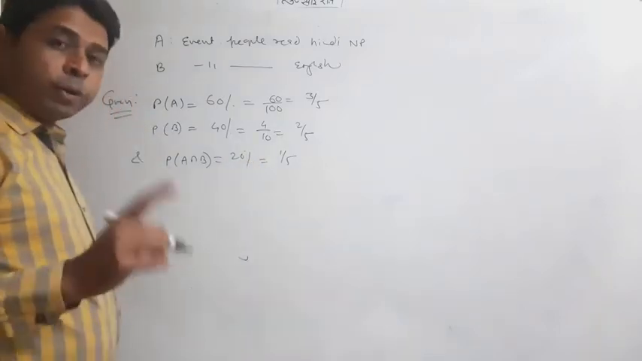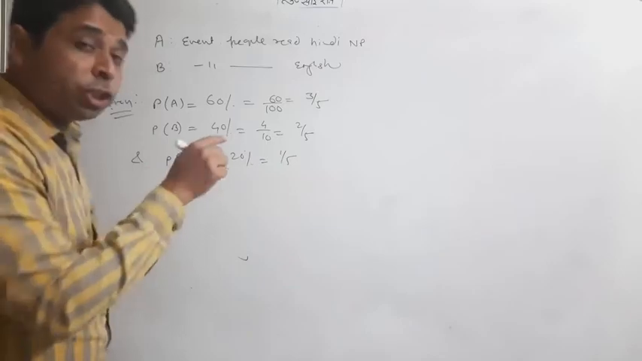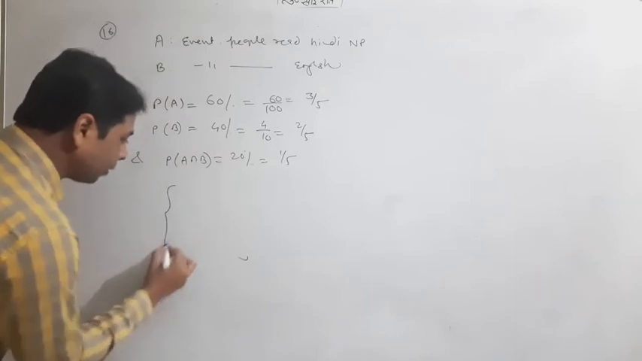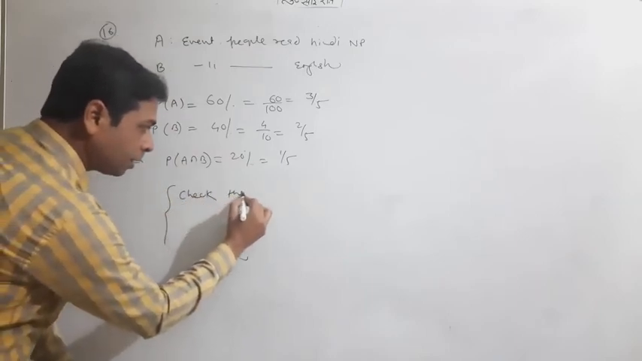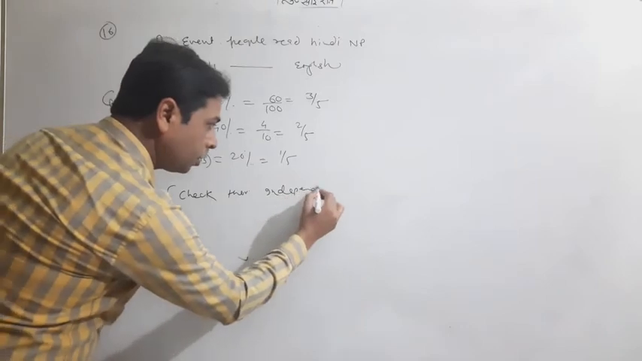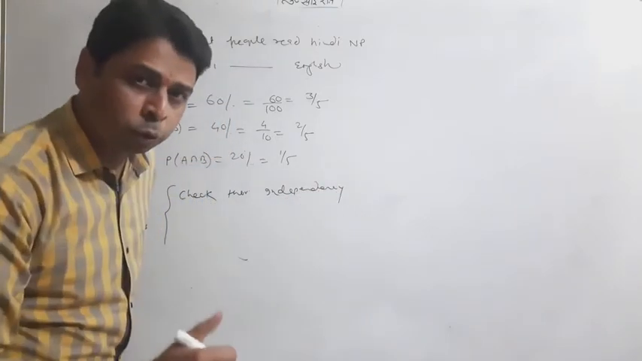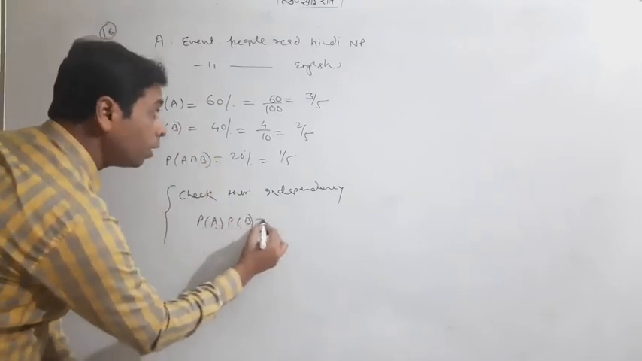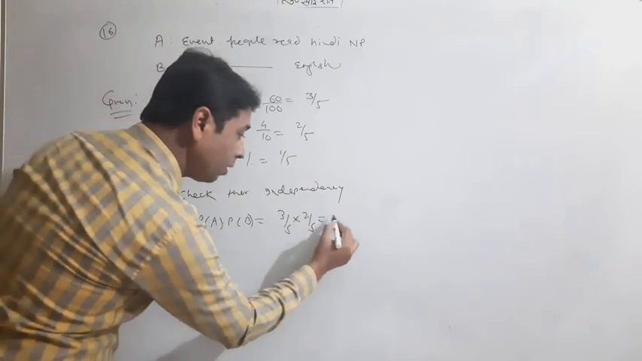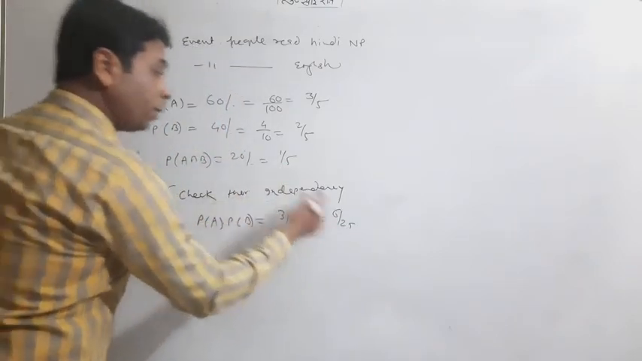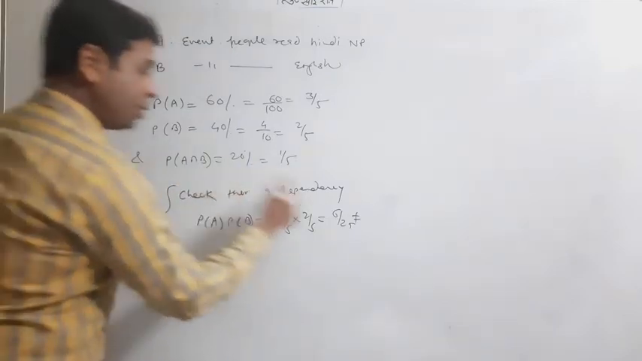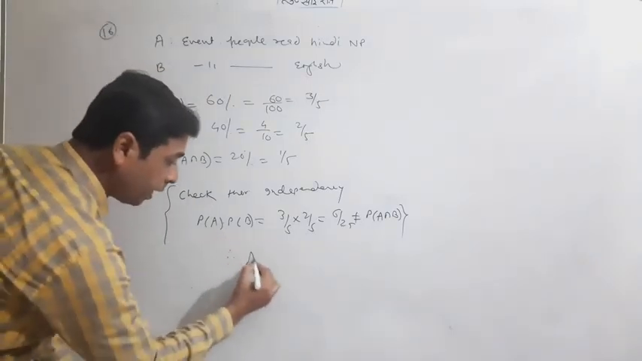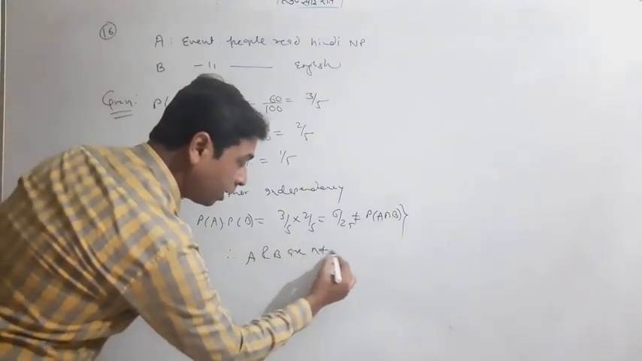I want to tell you one very important thing. You only judge from here whether A and B are independent or not. I will check their independency before solving the question. Look at P of A into P of B: 3 by 5 into 2 by 5 is equal to 6 by 25, which is not equal to 1 by 5, P of A intersection B. When P of A intersection B is not equal to P of A into P of B, A and B are not independent.